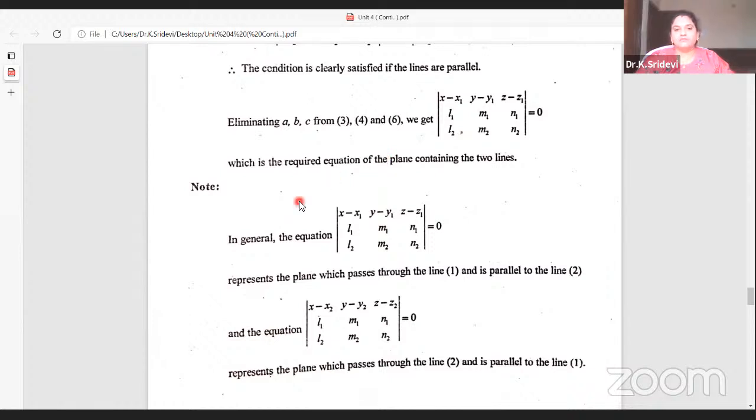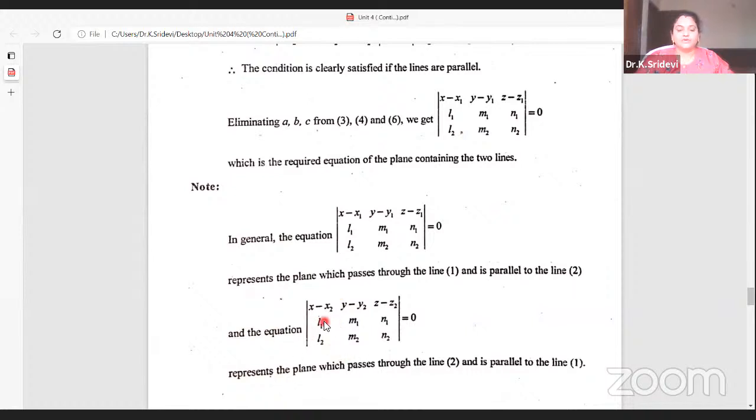So whenever you are going to find the equation of the plane containing both the given lines, we can apply this formula. This formula is also known as the equation of the plane which passes through the first line, meaning the values related to the first line, and is parallel to the second line. So it represents the equation of the plane which passes through the first line and is parallel to the second line.